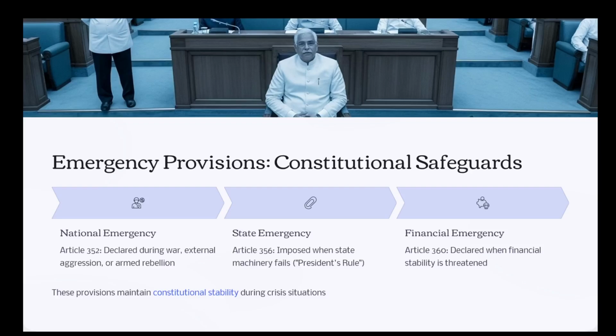constitutional governance. So, emergency provisions, constitutional safeguards: national emergency, state emergency and financial emergency.